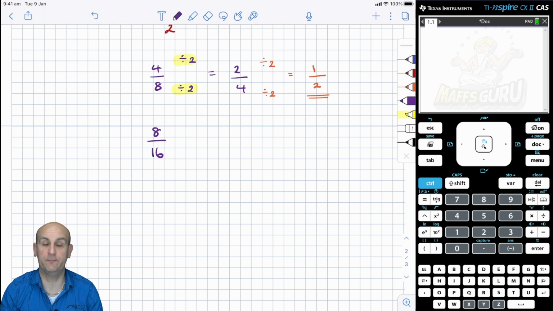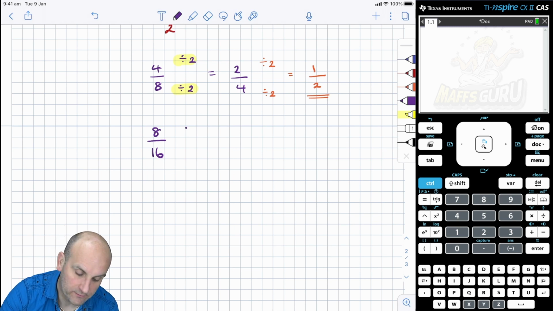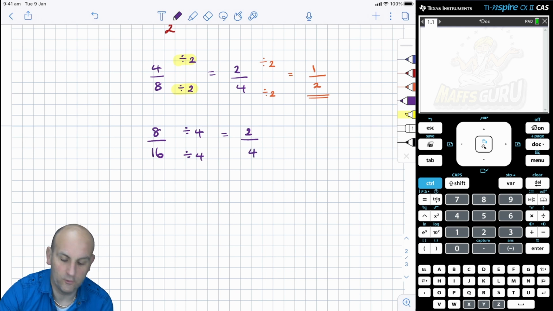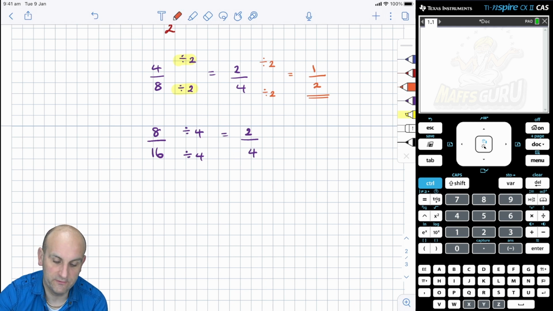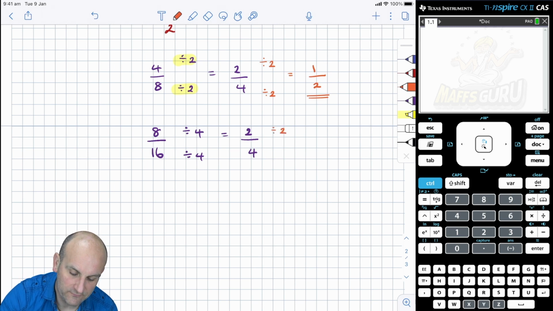But you might have noticed they were both in the 4 times table. So what I could have actually done was divide by 4 and divide by 4. Well, 8 divided by 4 is 2. 16 divided by 4 is 4. Do I finish there? No. And again, every time you write a fraction, ask yourself, is it in its simplest form? Because again, they are both even numbers. And if they're both even numbers, I can divide by 2. And again, that is going to give me a half.